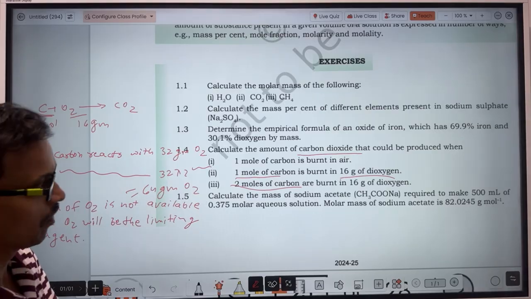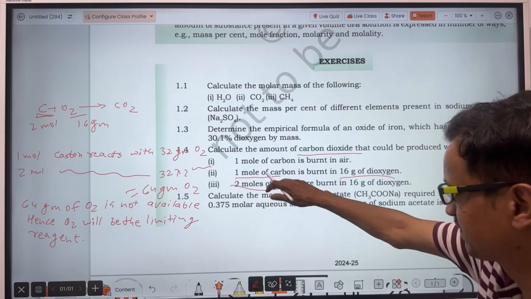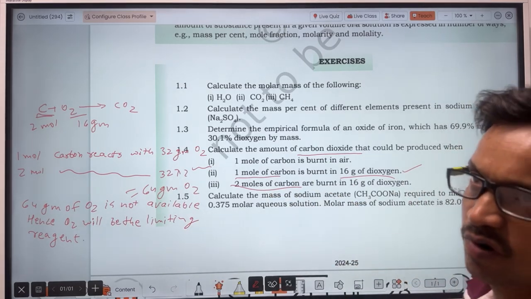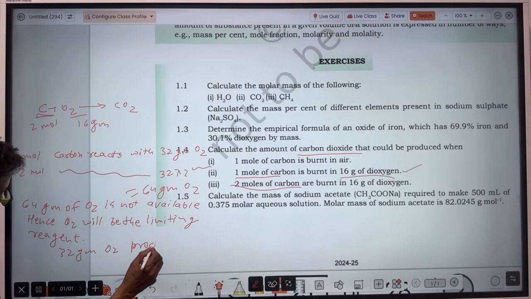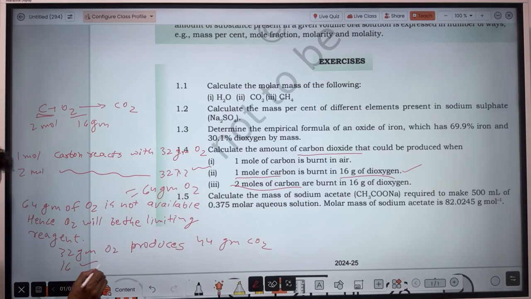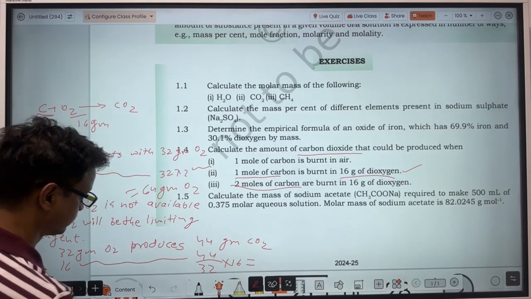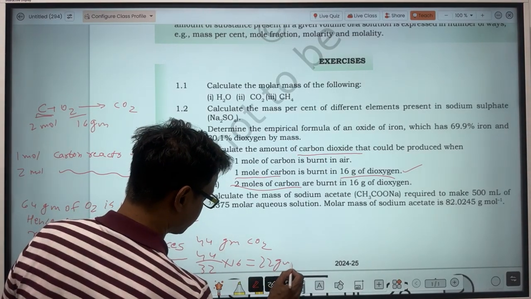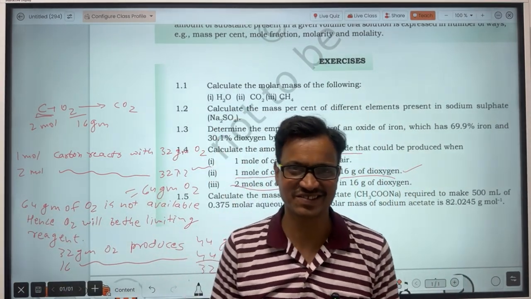Now, how much CO2 will form? That will depend on the amount of oxygen. As in the previous case, in the same way, 32 gram of oxygen produces 44 gram of CO2. Here there is 16 gram of oxygen, so that will produce 44 upon 32 into 16, that is 22 gram of CO2. Okay guys, very easy question it is.